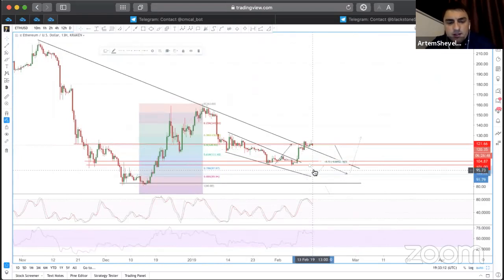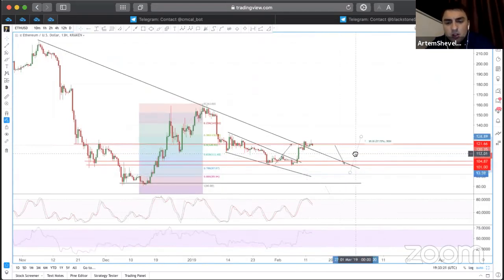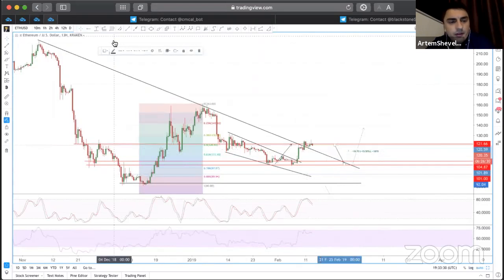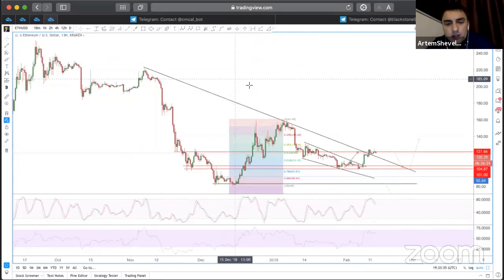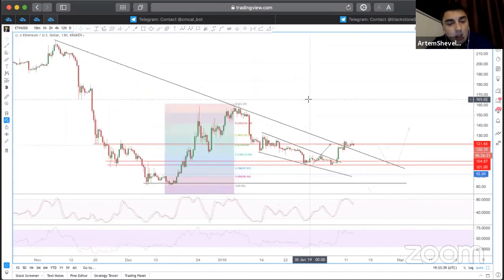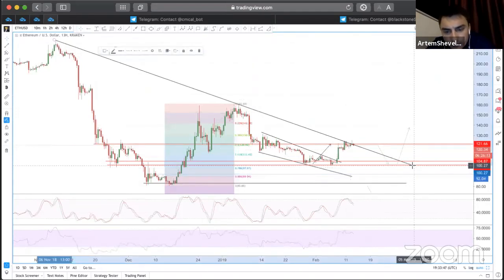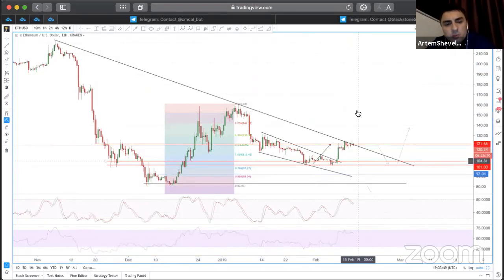It's really nice to see that $100 area is holding selling pressure well. I'm trying to find out what is going on with Ethereum in the next few days or maybe weeks. All right, so as we can see from this chart, we are trying to break out from resistance, right? I'm trying to adjust the resistance here. We still didn't break out from resistance right now.